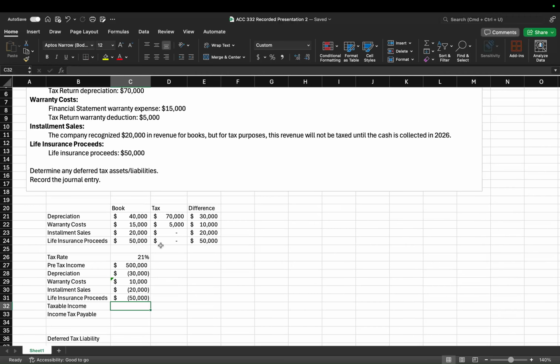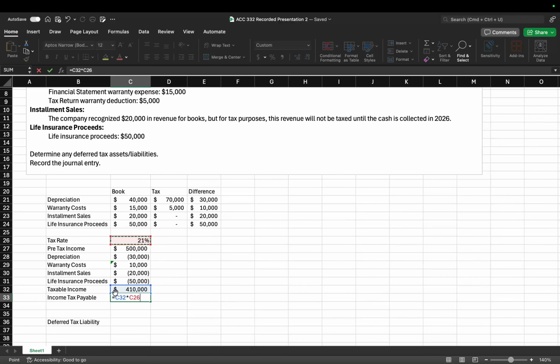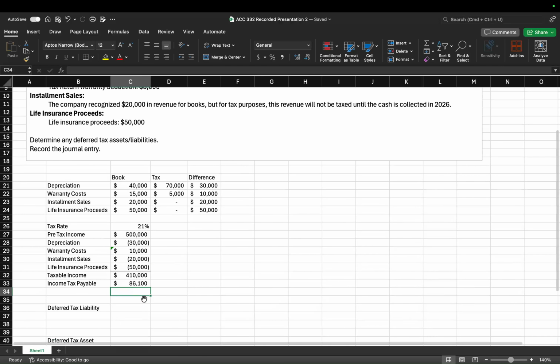Again, they can't be taxed on it, so that just gets removed and it's permanent. So this does not reverse itself out. This is permanent, 100%. So then if we just add this all up, we get a taxable income of $410,000. And then if we want to find our income tax payable, we multiply our taxable income by our tax rate for this year, and we get $86,100.